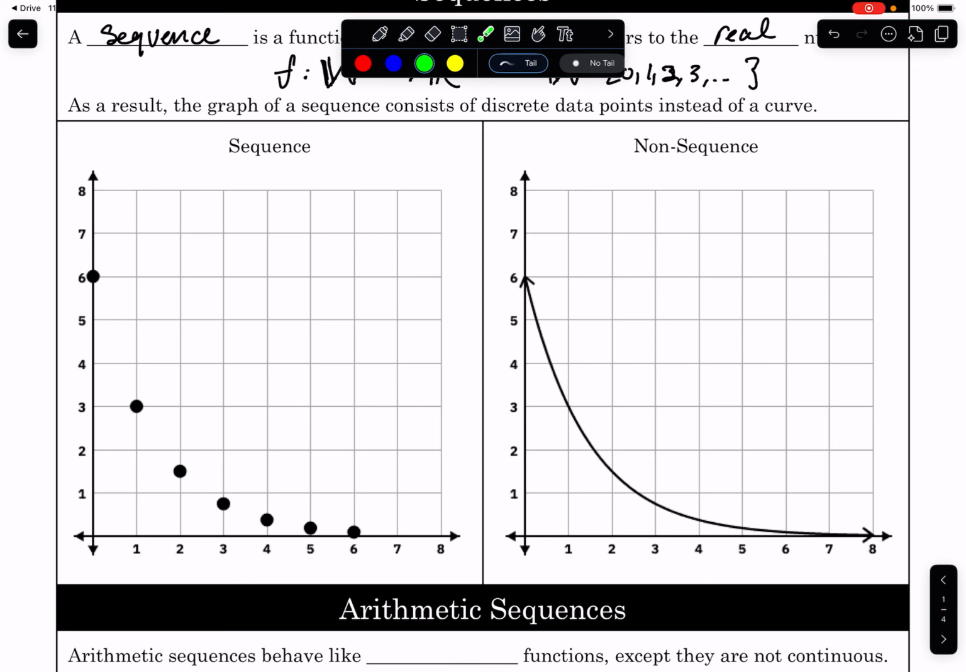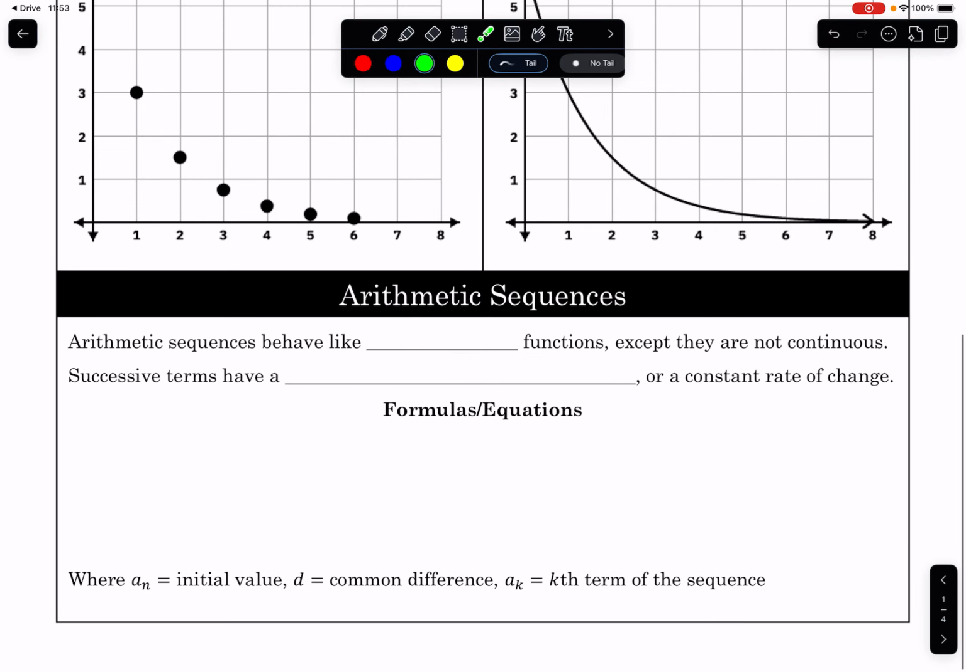In this course, we're going to study two specific sequences: arithmetic sequences and geometric sequences. Today we're going to focus only on arithmetic sequences. An arithmetic sequence behaves like a linear function, like a line, except that it's not continuous. Successive terms have a common difference, or you can think of it as having a constant rate of change.